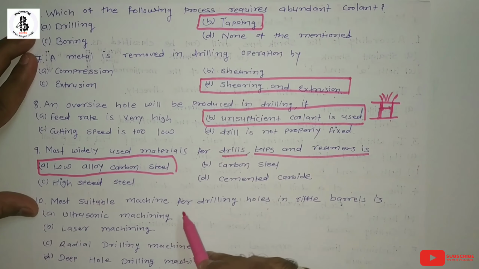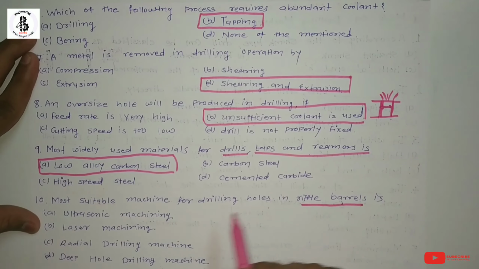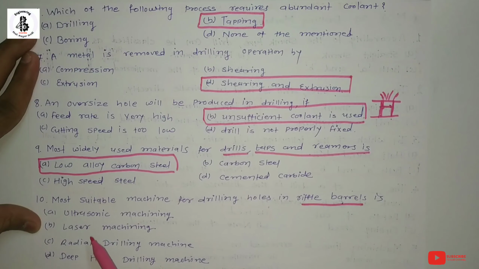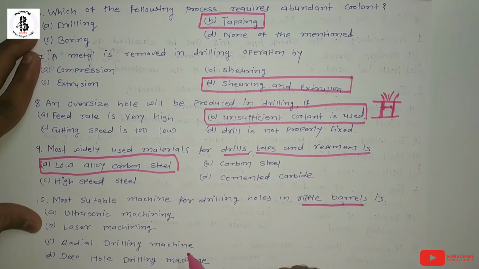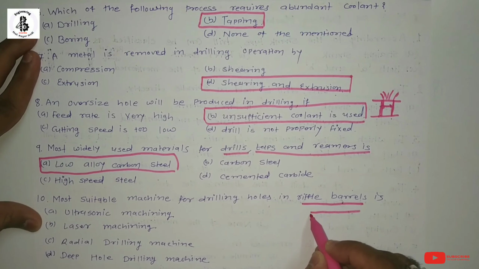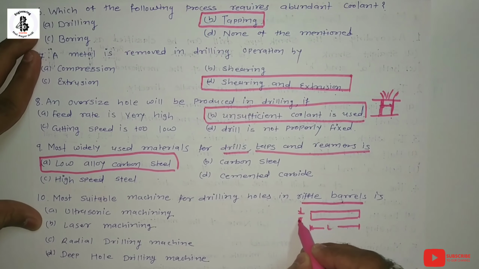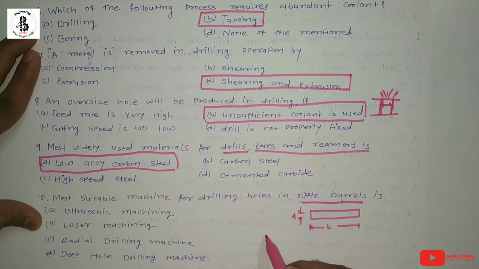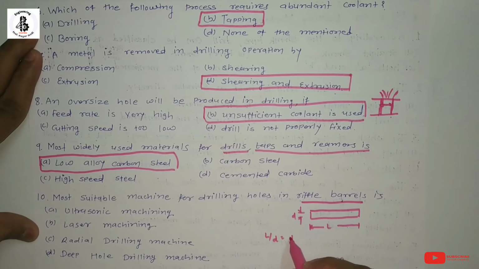Most suitable machine for drilling holes in rifle barrels is option A, ultrasonic machining, option B, laser machining, option C, radial drilling machine, and option D, deep hole drilling machine. So basically for rifle barrels, as you can see, there is the length of the barrel and the required diameter of the barrel. So it will have a high L by D ratio, which comes under deep hole drilling.